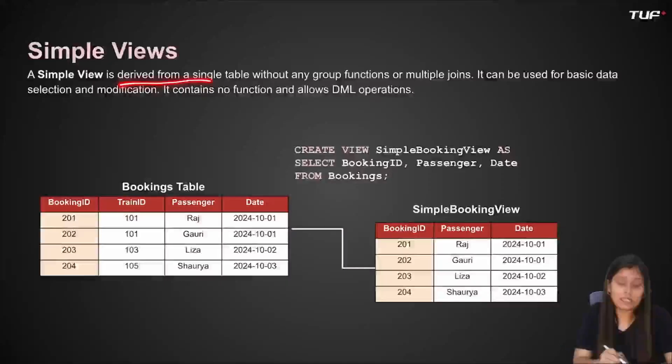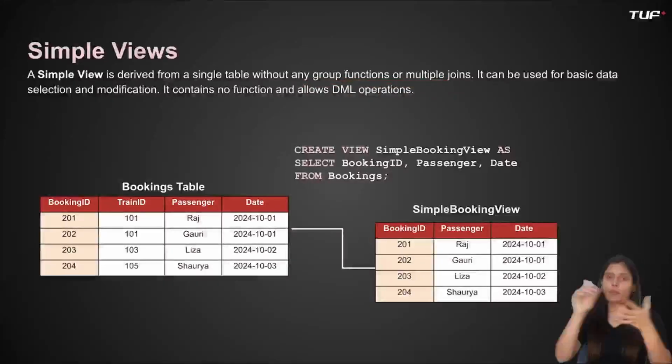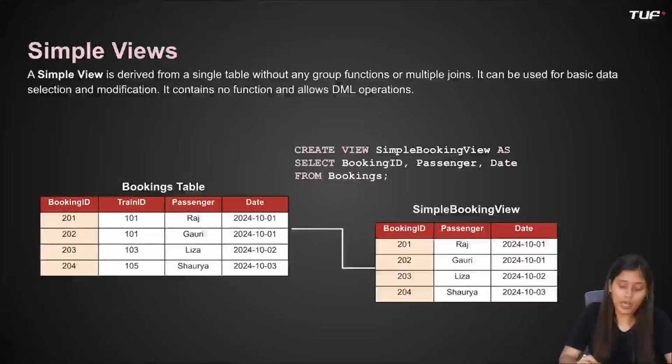A simple view is derived from a single table without any group functions or multiple joins. So without merging tables or performing any joins, if we are getting this view from a single table, you can say it is a simple view. It can be used for basic data selection and modifications, it contains no function and allows DML operations. DML means data manipulation operations.